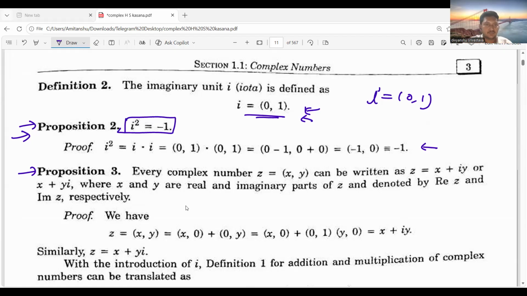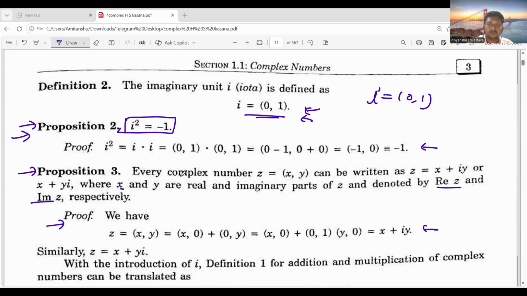Now come to the next portion. Every complex number z equal to (x, y) can be written like this: z is equal to x plus iota y, where x and y are the real and imaginary parts of z, denoted by Re z and Im z. For the proof, apply here (x, 0) and (0, y). You get x plus iota y.